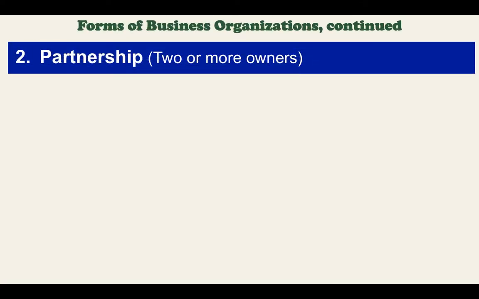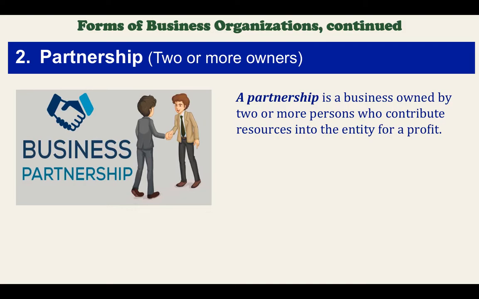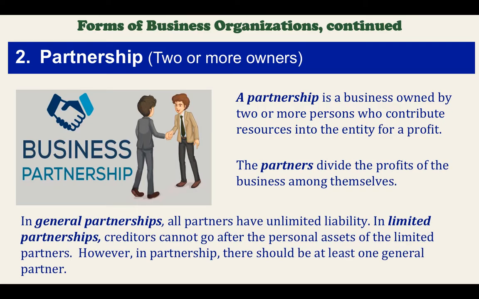And the next form of business organization is partnership. A partnership is owned by two or more persons. In a business partnership, two or more persons contribute resources to the partnership for a profit. Okay? And the partners divide the profits of the business among themselves.